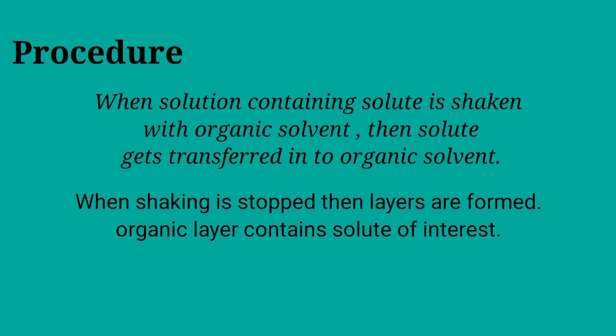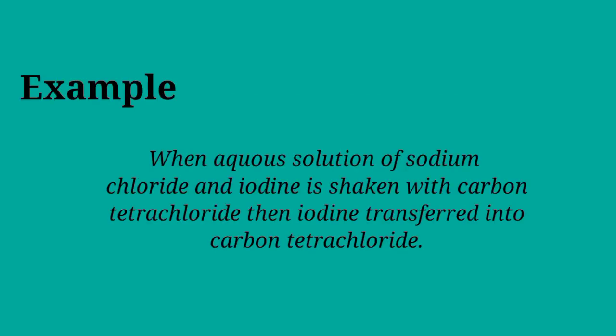Procedure. The aqueous solution of the given solute is taken in a separating funnel. It is mixed with organic solvent. The funnel is closed and shaken vigorously. It is then allowed to remain undisturbed for some time. Water and organic solvent will form separate layers and the solute will be transferred into the organic layer as it is more soluble in it. The organic solvent will form the upper layer and water will form the lower layer. These layers are separated, and by evaporating the organic solvent, the solute can be obtained. For example, when an aqueous solution of sodium chloride and iodine is shaken with carbon tetrachloride, the iodine is transferred into carbon tetrachloride, which is the organic solvent, and by evaporating it, iodine can be obtained.